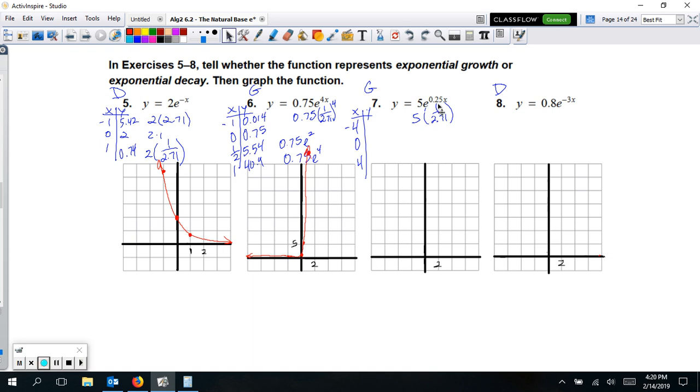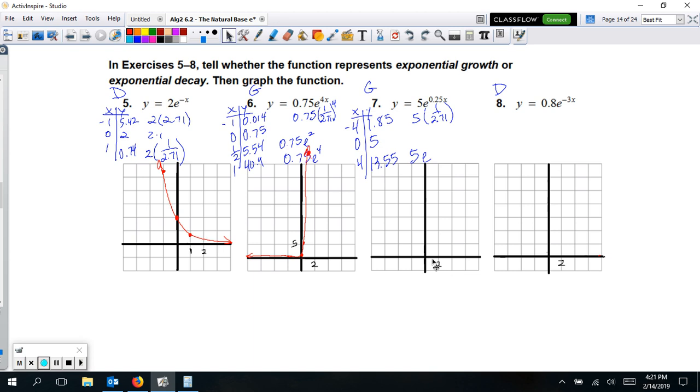So e to a -1 is like 1 over that 2.71. Remember, the negative will flip it upside down. And so 5 times this now as a decimal would just be 1.85. If we plug in 0, that's e to the 0, so it's 5 times 1, which is 5. So that's just easy to do always with the 0. If you plug in 4, that's just going to be 1 here, so just e to the first, so it's 5 times the e, or 5 times 2.71, and that would give us a decimal of 13.55.